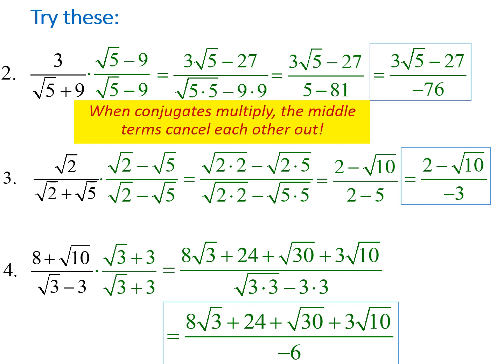Can we simplify this even further? Can I break down 30? I can break down 30, but I won't get a perfect square out of it. So we have to leave it like that. So this is using conjugates to get rid of the radical in the denominator.